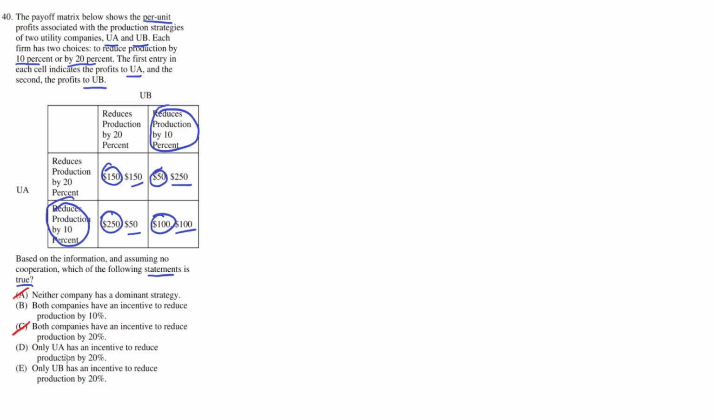D. Only UA has an incentive to reduce production by 20%. This is incorrect because UA doesn't have an incentive to reduce production by 20%. They have an incentive to reduce production by 10%. So D is incorrect. E. Only UB has an incentive to reduce production by 20%. This is incorrect because, as before, we highlighted how both companies have an incentive to reduce production by 10%, not 20%. So E is incorrect. And the correct answer is B.